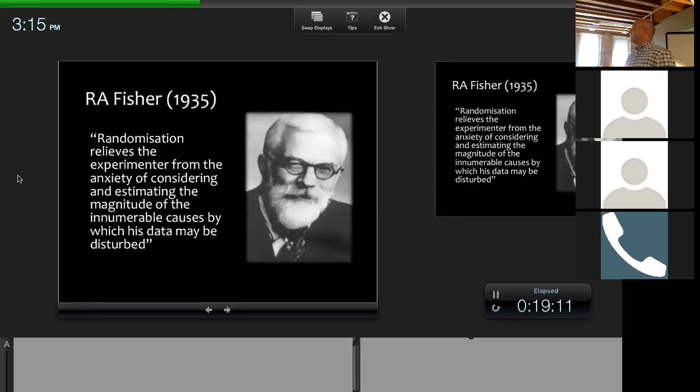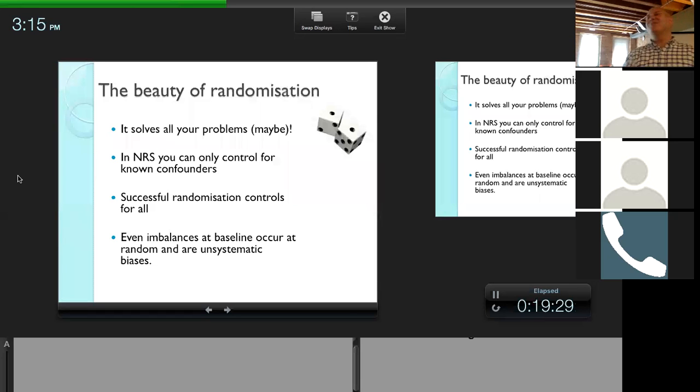Or as Fisher, one of the fathers of the RCT, put it, randomization relieves the experimenter from the anxiety of considering and estimating the magnitude of the innumerable causes by which his data may be disturbed. They don't write like that anymore, do they? But isn't it awesome? So the beauty of randomization in theory is that it solves all those problems for you.